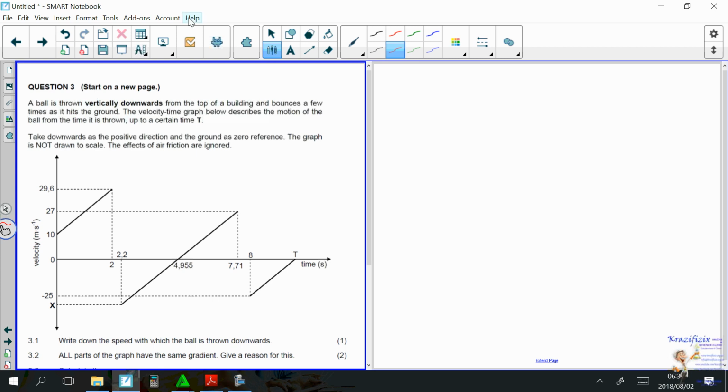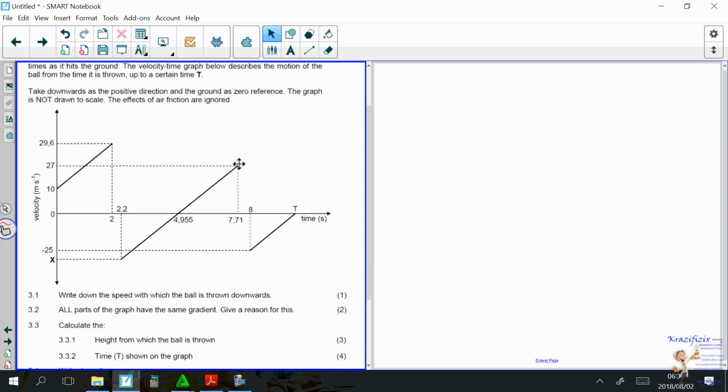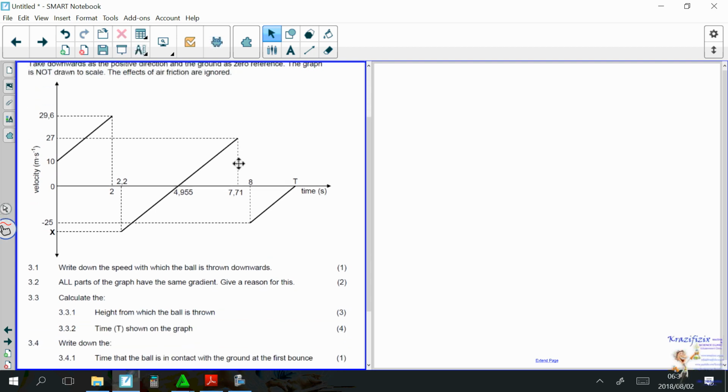Let's try to study this graph quickly. Graph not drawn to scale. It's fine. We'll be able to study this graph. I want us to study this graph and explain this graph. Now, where is my initial velocity? This object is thrown. Now, do you see that velocity here? Let's use a red one. My initial velocity is 10. But what is happening? Velocity is increasing.